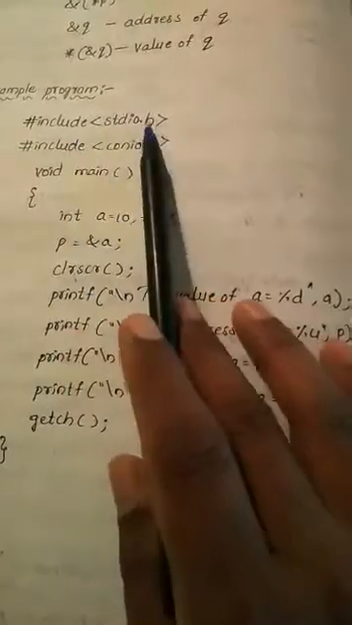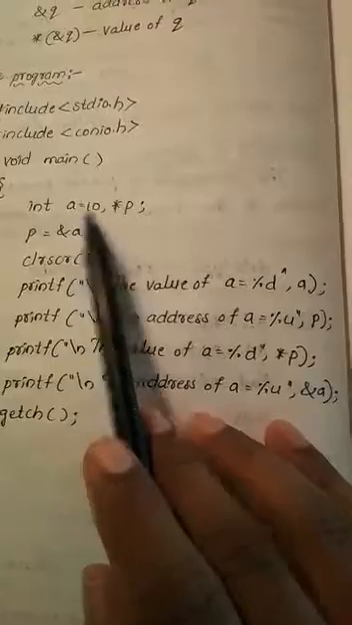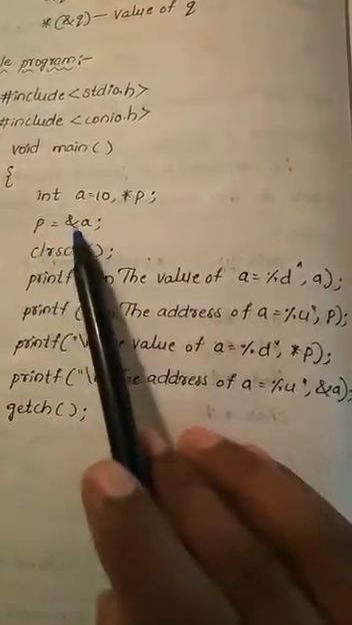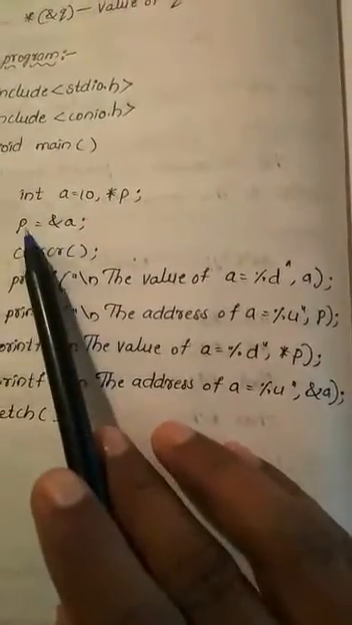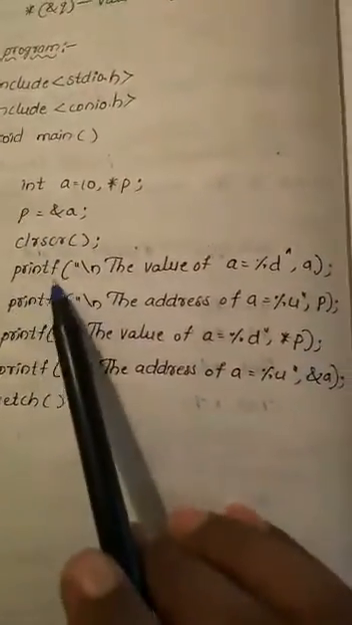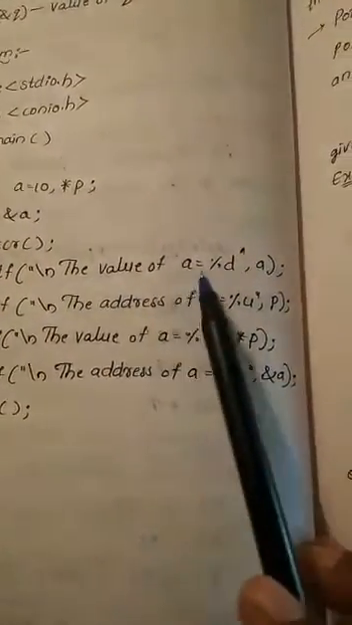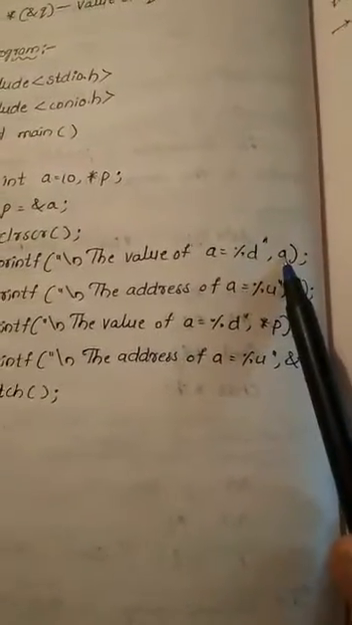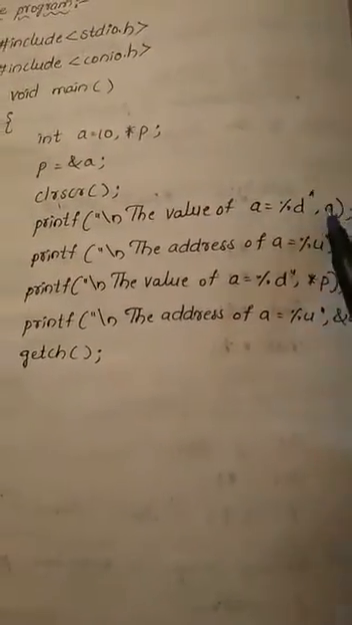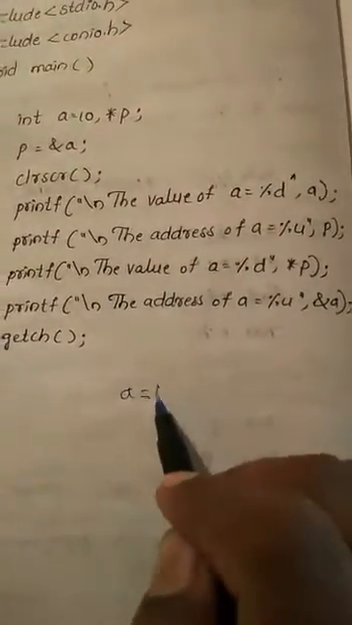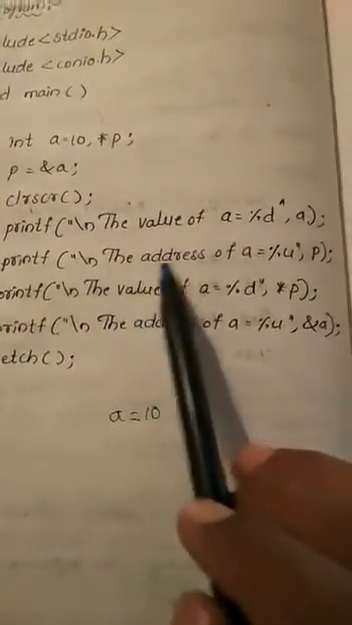Example program. Write this program: hash include stdio.h, hash include conio.h, void main, declare one variable and declare one pointer. So p equal to address of a. What is p? p is a pointer which holds the address of a. Clear function, printf. Suppose you want to print the value of a; simply write it and the value of a will be printed. So what is the value of a? 10.